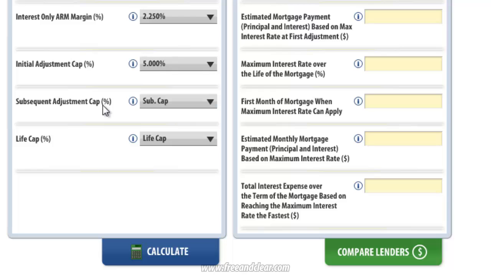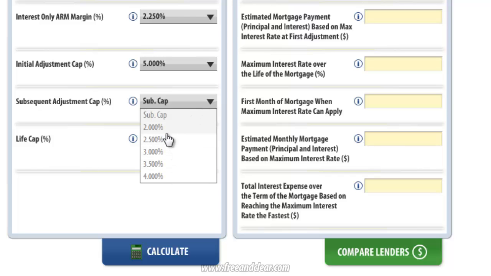The next input is the subsequent adjustment cap, which is the cap that limits the change in the fully indexed rate in any adjustment period following the initial adjustment period. So years 9 through 30 in this example. I'm going to open the drop-down menu and select 2%.